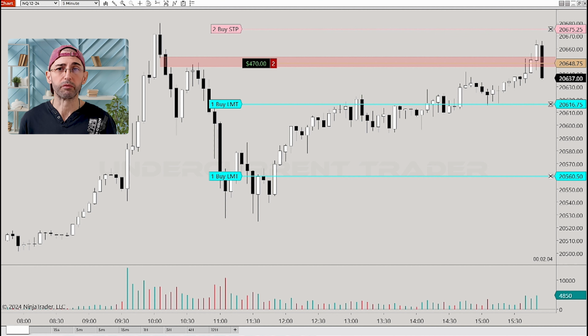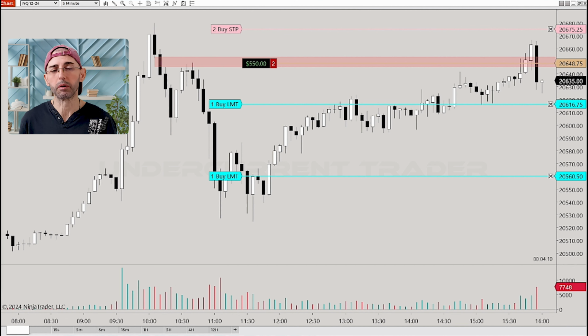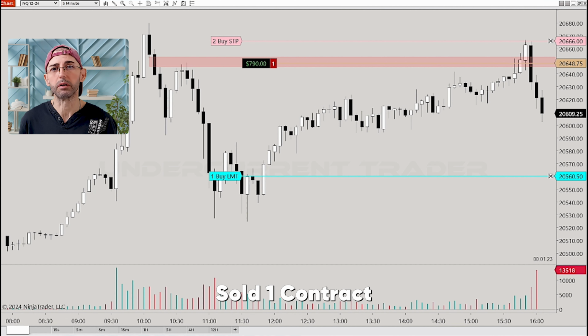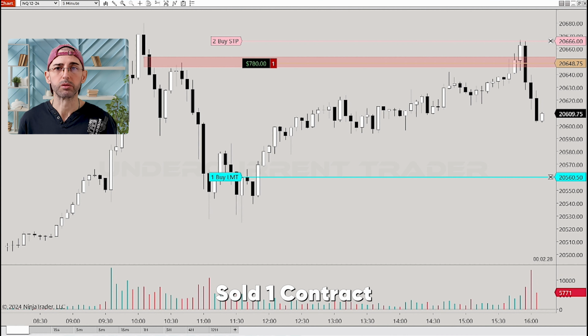For targeting, the first was hit, but the second one didn't pan out. Nonetheless, I'm not complaining here. The trade still netted me over 40 points.